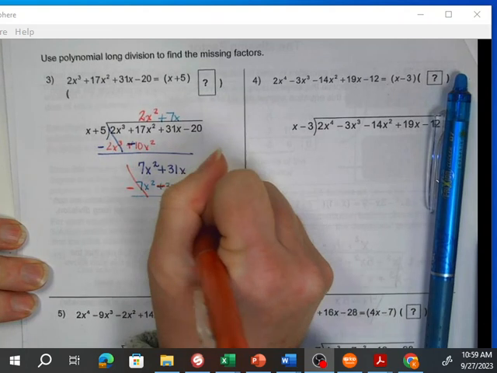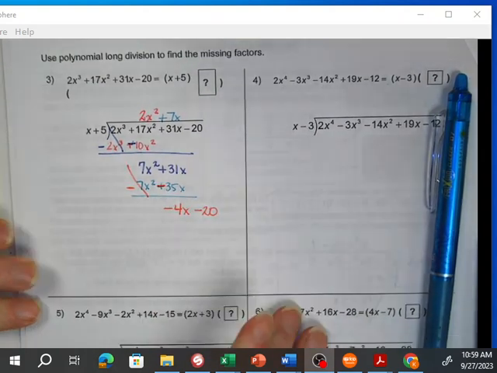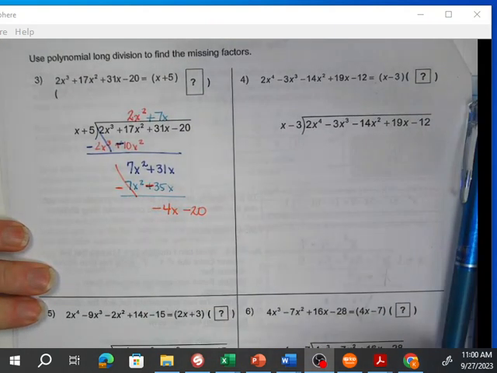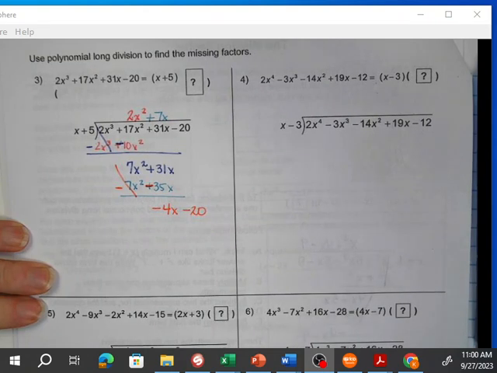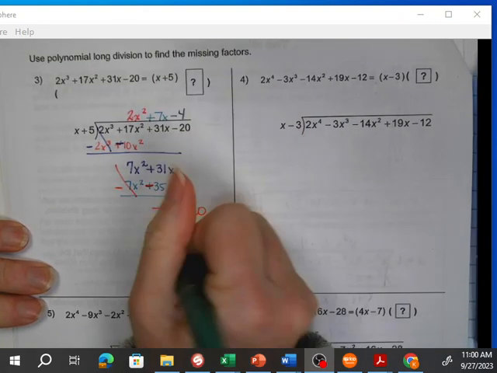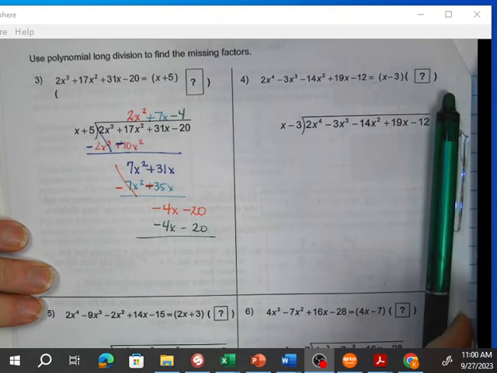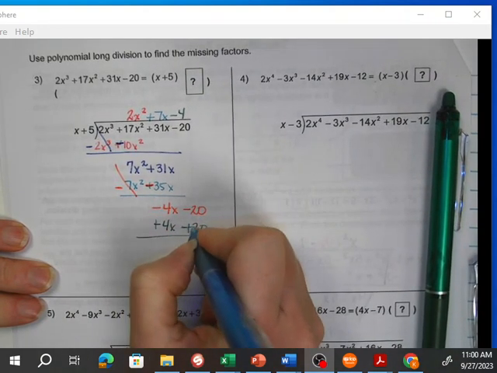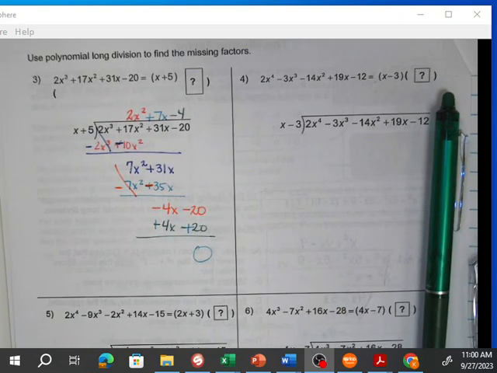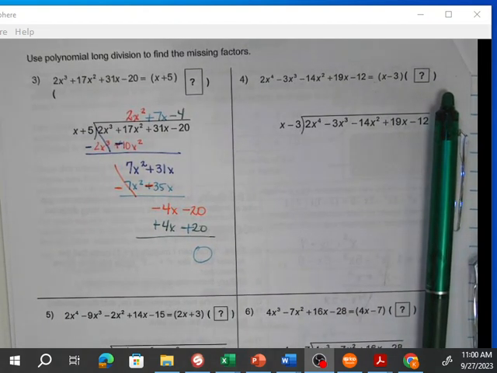What would you multiply x by in order to get negative 4x? Negative 4. Change the signs on everything, add straight down. So you got 2x squared plus 7x minus 4 is your missing factor. Everybody feel okay so far? Okay, think you can do 4, 5, and 6 by yourself? Go.